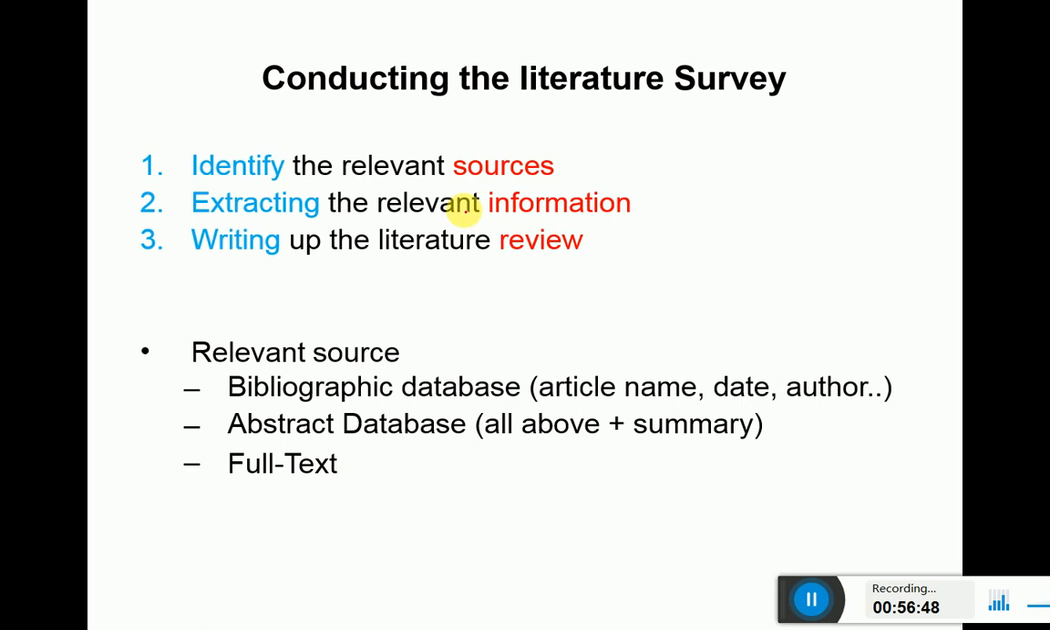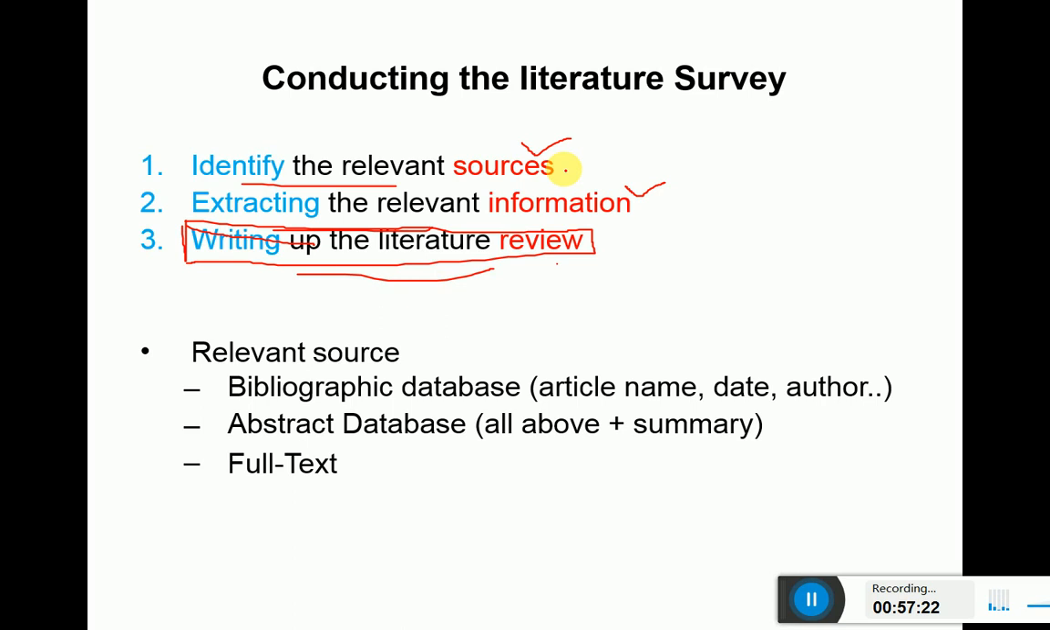Now the next is conducting the literature survey. First we need to identify the relevant sources, then extract the relevant information, and then write up the literature. This last part, writing up the literature, inshallah I will explain in my fifth lecture, in an upcoming lecture, with a practical example. In this lecture I'm going to first explain identifying the relevant sources and extracting the relevant information.